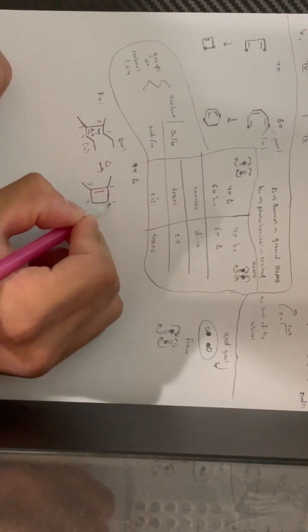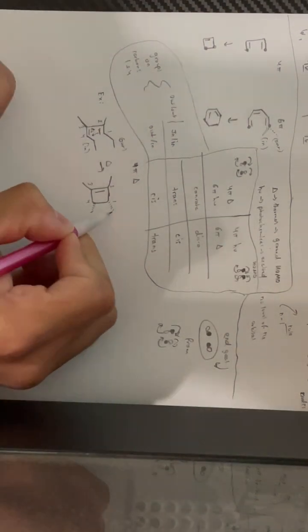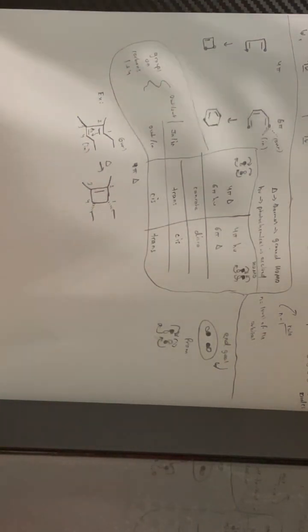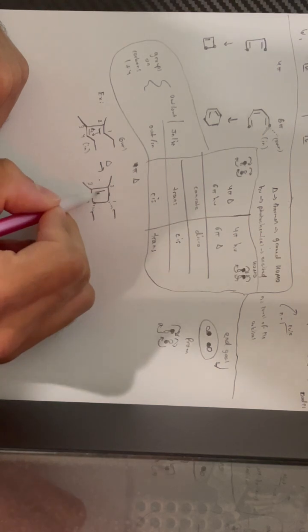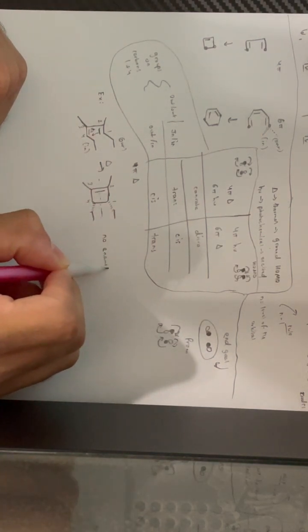So these guys should be cis. And honestly, whichever one you put them on, it's okay. If you put them on a dash, if you put them on a wedge, it's okay. I just put them on a dash for the sake of being consistent, so I don't confuse myself. This would be a meso compound because of symmetry. So no enantiomers in this case.